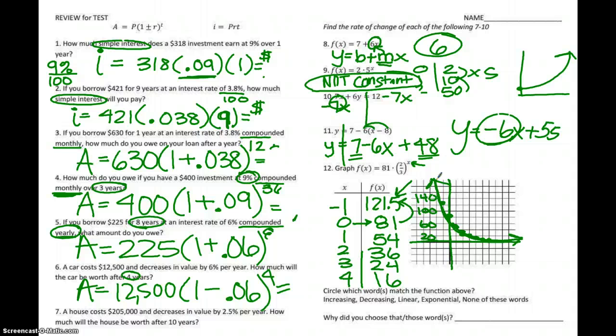Circle which words match the function above. Well, if you notice that our line is going down, or as you go across the page from left to right, the numbers are getting smaller in our table. The line is also going down. So that's decreasing. And there's an x as an exponent, so we can definitely say that's exponential. Why did you choose the words? I said decreasing, the numbers are going down, or multiplying by 2/3 gives you a smaller number. Exponential, because there's an x as the exponent.